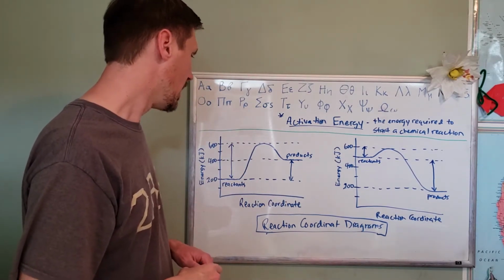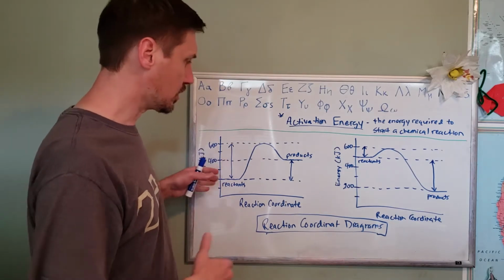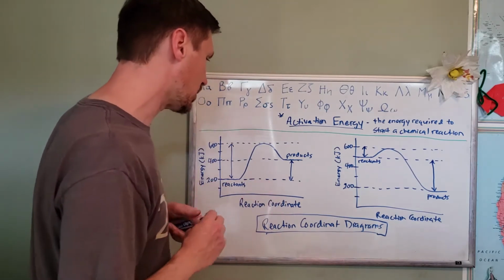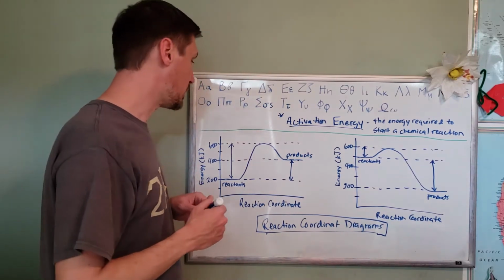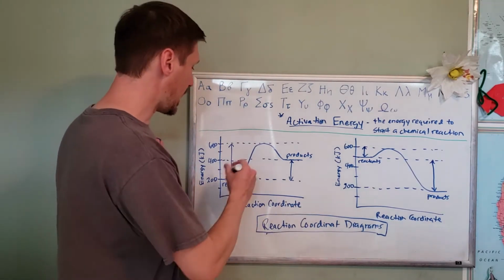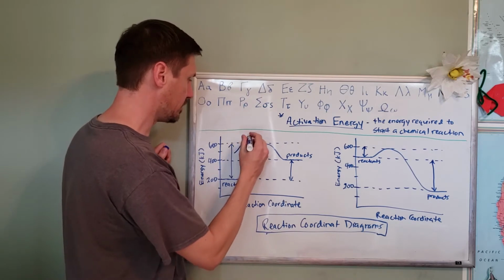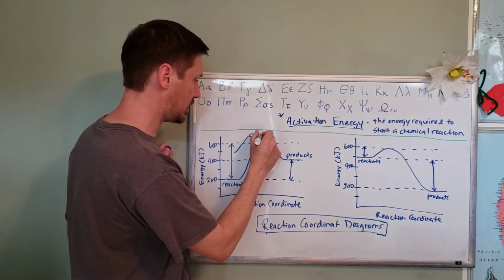All right, and so these graphs, these reaction coordinate diagrams, will tell us what the activation energy is for a particular chemical equation. And that activation energy is this value right here. So this is the activation energy.